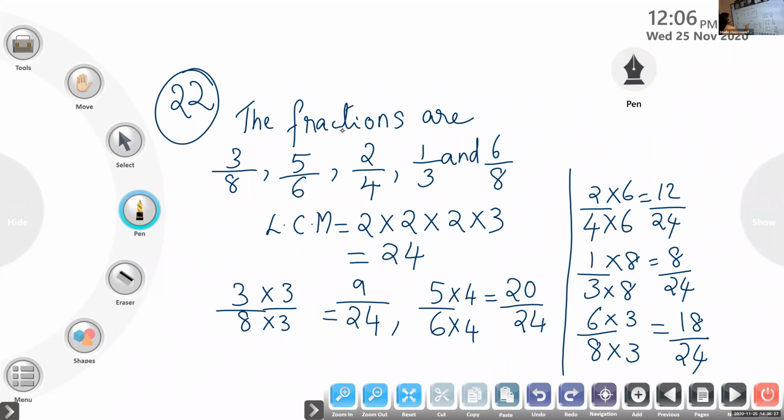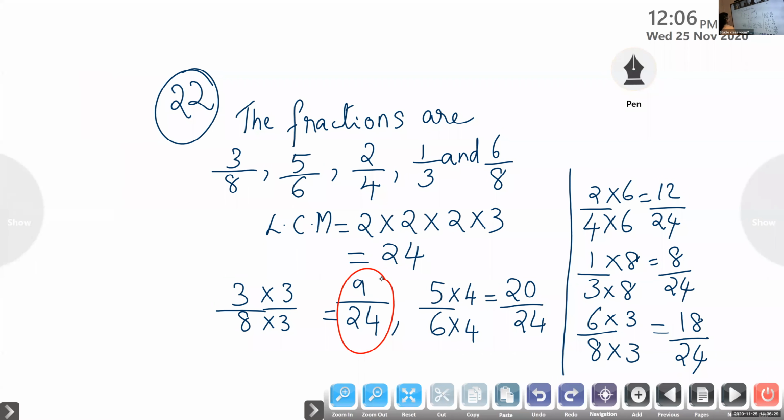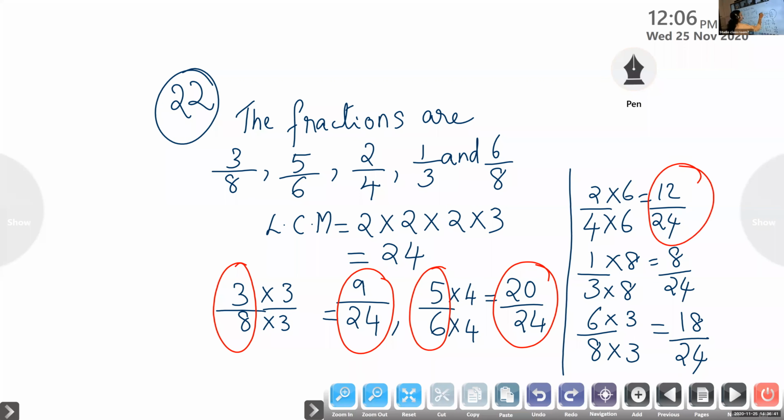So children, here we have 9 by 24. That fraction is equal to 3 by 8. And here we have 20 by 24, that is equivalent to 5 by 6. 12 by 24, that is equivalent to 2 by 4. 8 by 24, that is equivalent to 1 by 3. 18 by 24, 6 by 8.